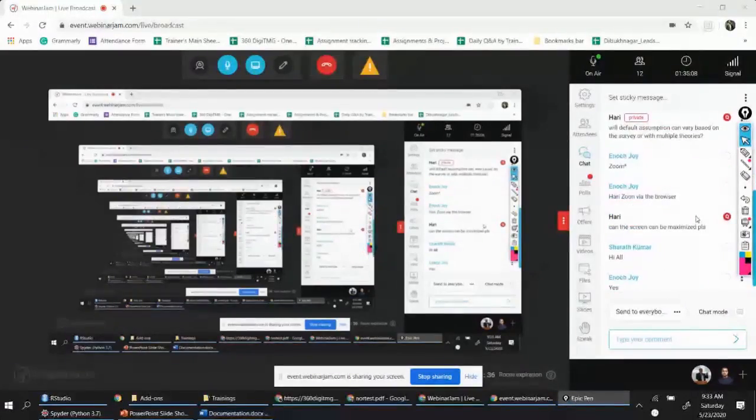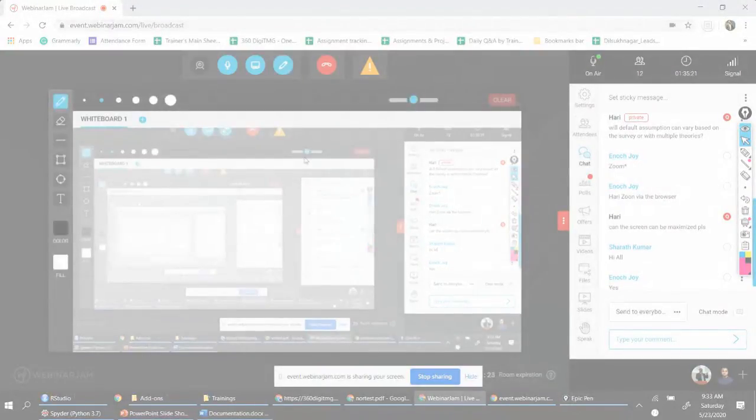Okay, Hari, can the default assumption vary based on the survey or with multiple theories? See, for any business problem, Hari, if you are clearly understanding the business problem, then you'll always see that there is one current condition, right? There is only one current condition.